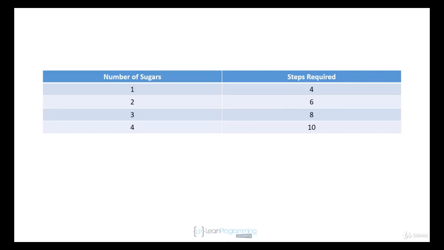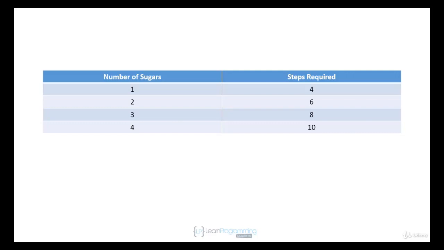So as we can see, as the number of sugars this algorithm has to add to tea increases, the number of steps required increases. Another way of saying this is it tells us how well an algorithm will scale. So how well will it do when it has to deal with 100 items versus 1,000 items versus 1,000,000 items? And we'll see that some algorithms will scale really well and others not so well. The more items there are, the more the algorithm's performance will degrade.